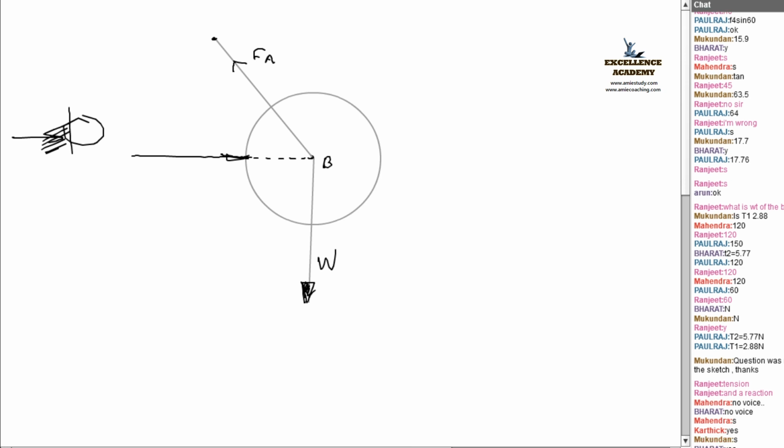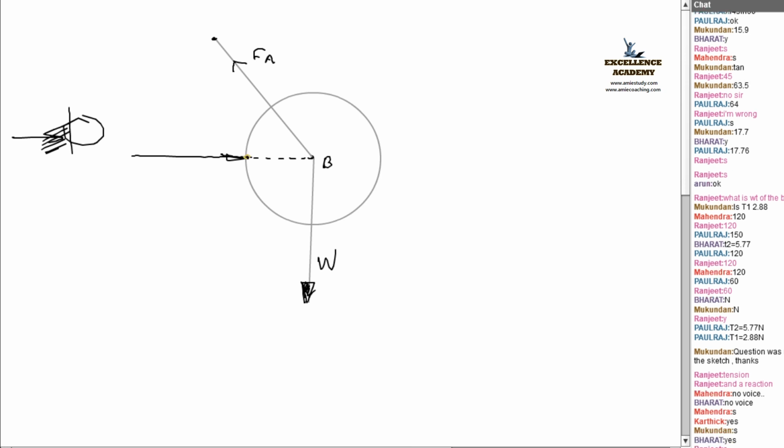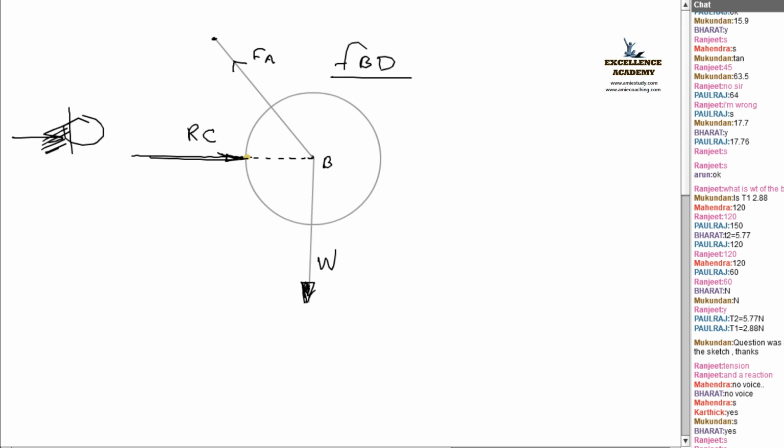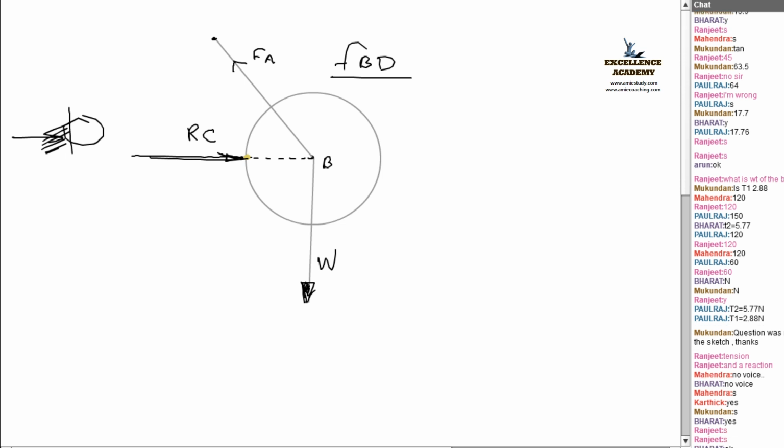Yes, okay, fine. So here, if the point is taken as C, the reaction force will be RC inward like this. So this is the free body diagram. Is it right for all? Yes, okay. Now it is okay for you.